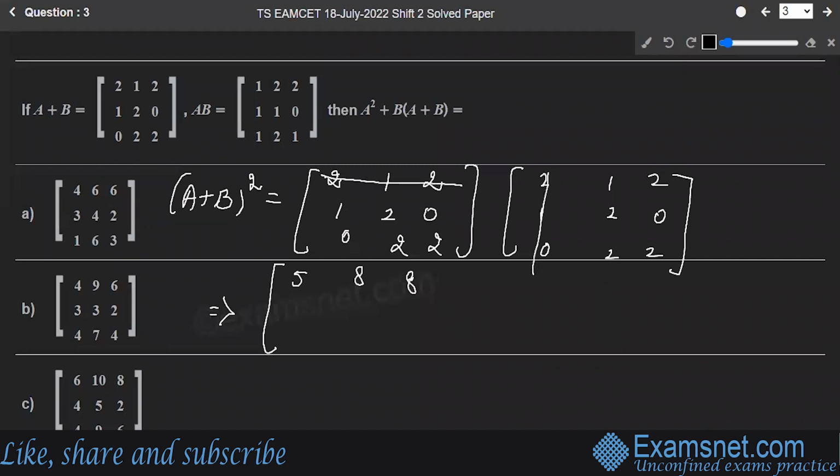It's first row into first column, then first row into second column, then first row into third column. Similarly, second row, first column, second row, second column, second row, third column, and so on. Okay, so solving this, you will get 5, 8, 8, 4, 5, 2, and 2, 8, 4. This will be the final matrix (A plus B) whole square.